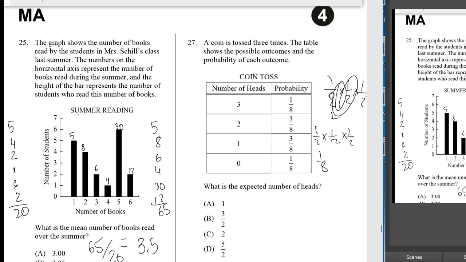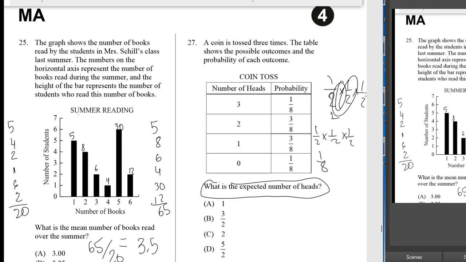But not necessarily what they're going for here. They're saying, what's the expected number of heads, right? I can look at this chart, I can analyze the data, but what makes sense? What's the expected number of heads that you're going to get?